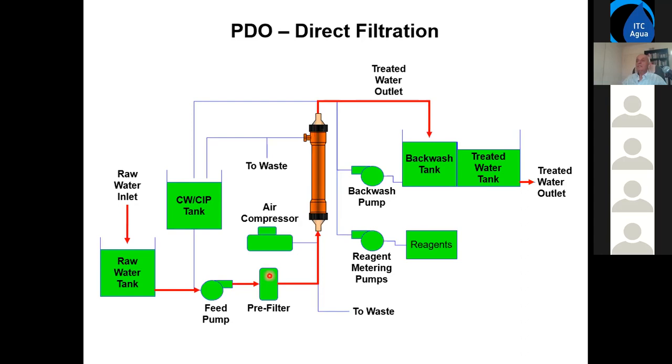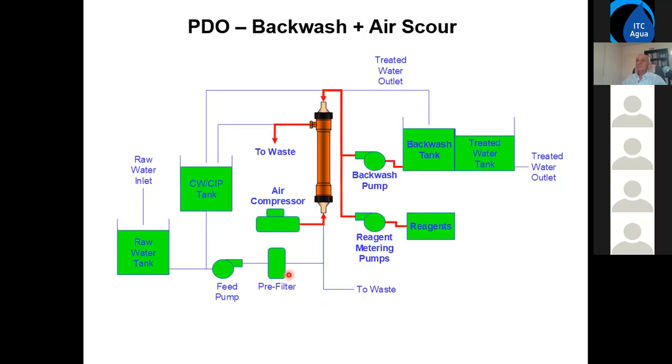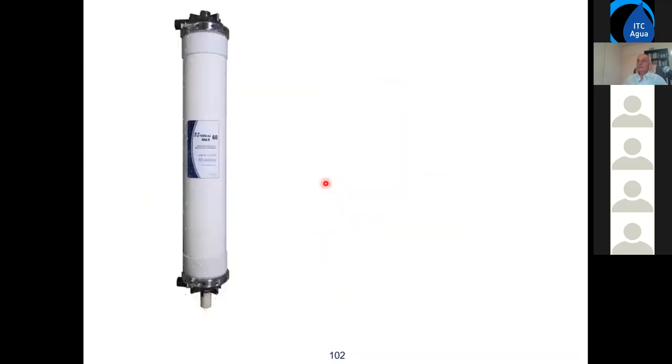So we have this pre-filter and the membrane unit, and this produces treated water, fills the backwash tank and the large tank of treated water. Here we have the backwash pump, chemical one, chemical two, and an air compressor for the air scouring. To do backwash with air scouring, we apply the air compressor and the backwash pump at the same time. The bubbles scour the membrane on the outside, creating vibration to remove foulant.